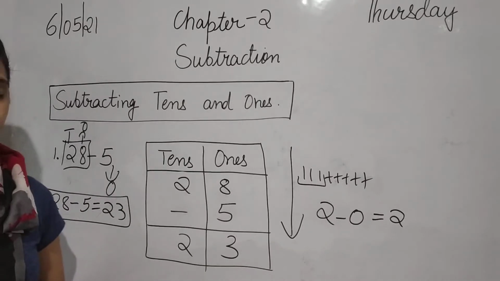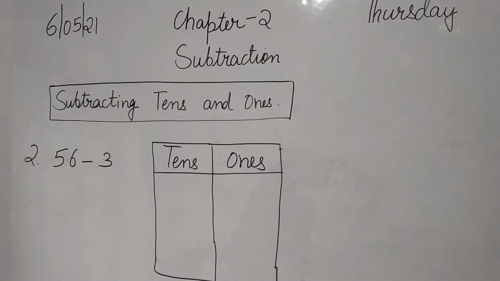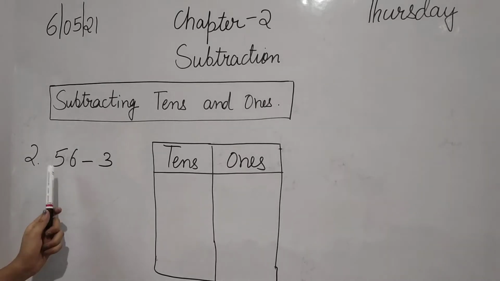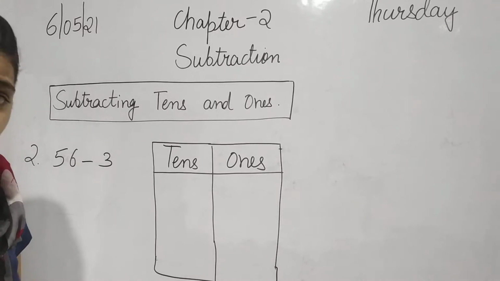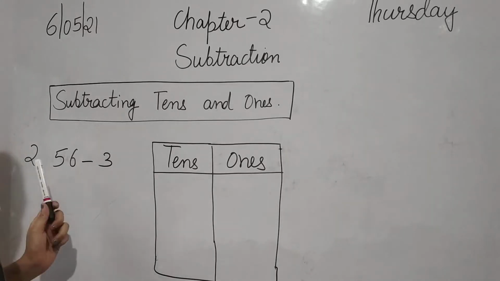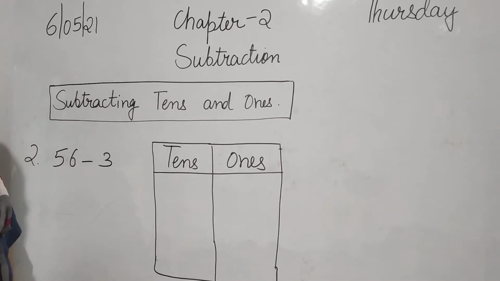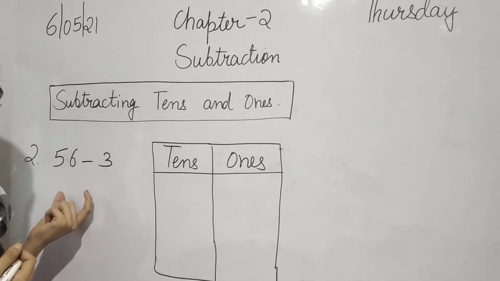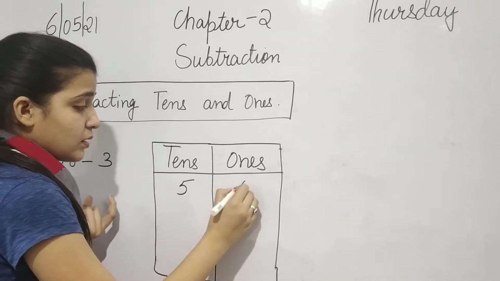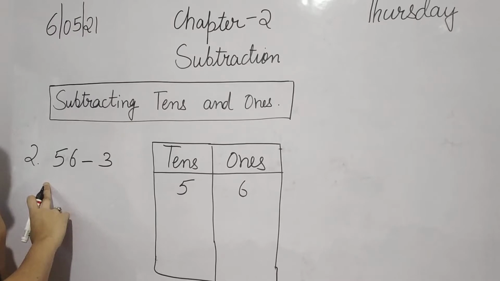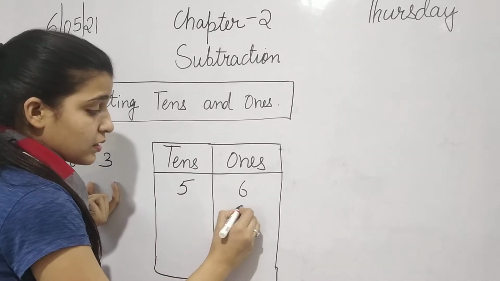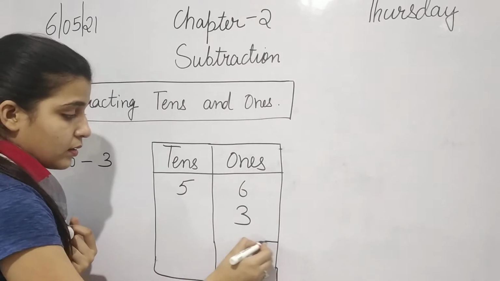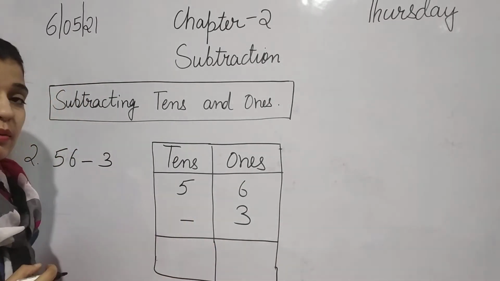Right? Now come to the next part. 56 minus 3. Now you have to subtract 3 from 56. Right students? Now 56 minus 3. So first we will write 56 because 56 is the greater number. So write 56 here. 6 in ones place, 5 in tens place. After that we will write 3 because this is smaller than 56. So write 3. And this is the sign of subtraction.